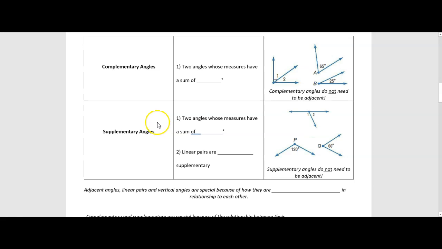We have complementary angles. I assume that you've heard of complementary and supplementary, again, probably your middle school geometry section. But these are two angles whose measures have a sum of 90 degrees. So complementary, they both need to add to 90. Complementary angles always come in pairs. You don't call a single angle complementary. You call two angles that add to 90 degrees complementary.